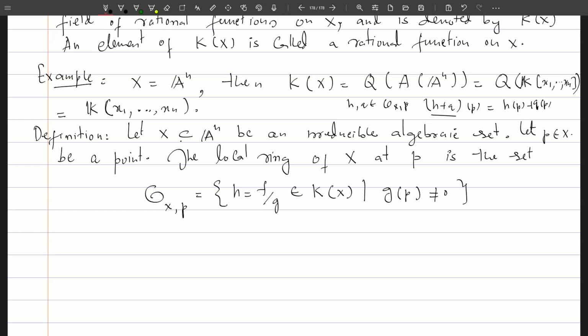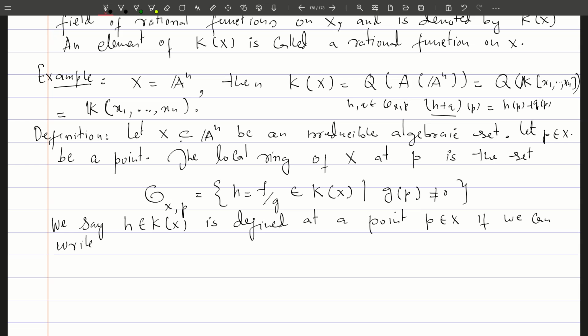So here let us mention this. We say a rational function h over x is defined at a point, say P in x, if we can write this h as the quotient of two polynomials f and g, where these elements f and g are the elements of the coordinate ring.